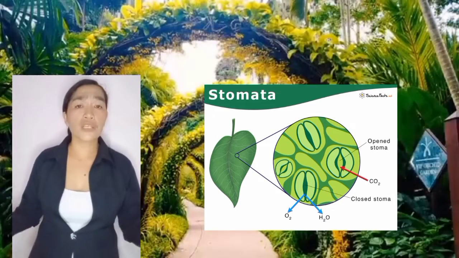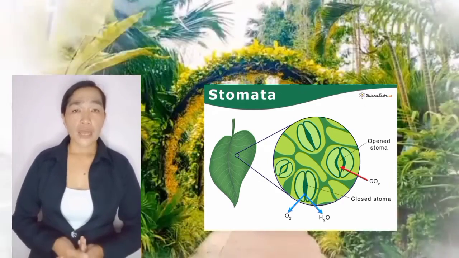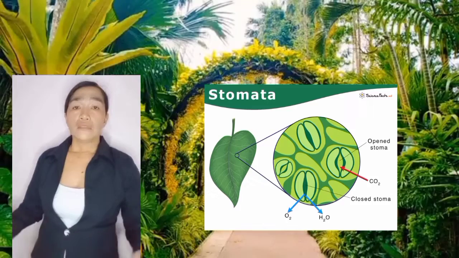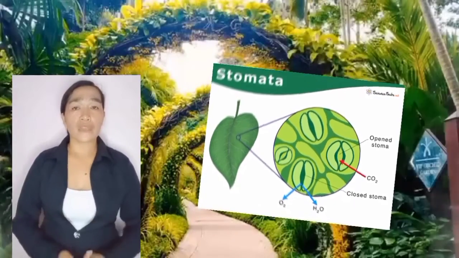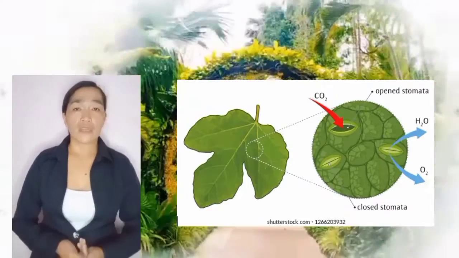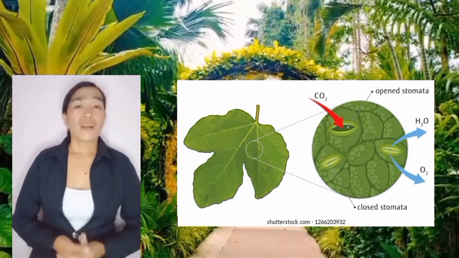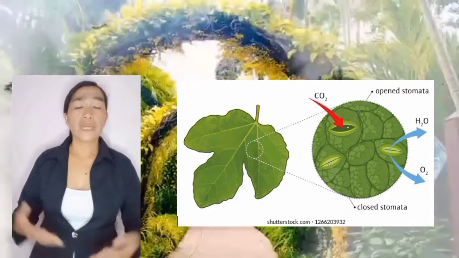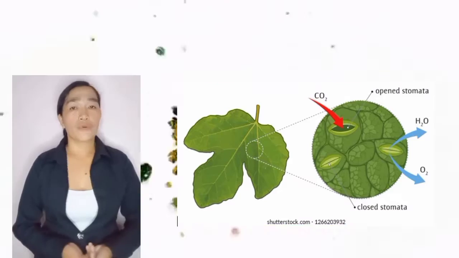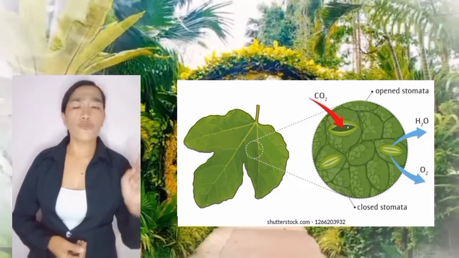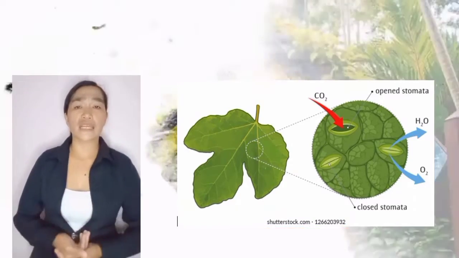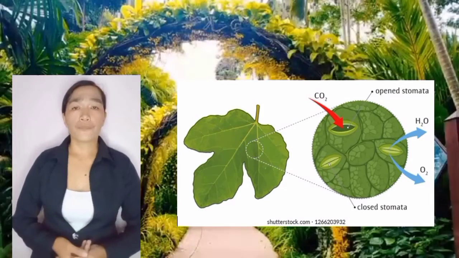Stomata play an important role in gaseous exchange and photosynthesis, and they control the transpiration rate by opening and closing. The role of stomata is to regulate gas exchange between the plant and environment and control water loss by changing the size of the stomatal pore.